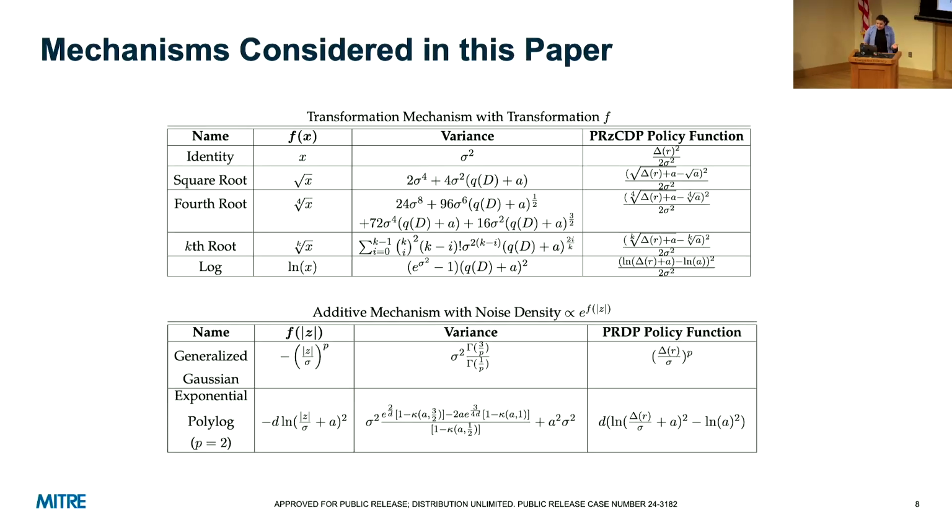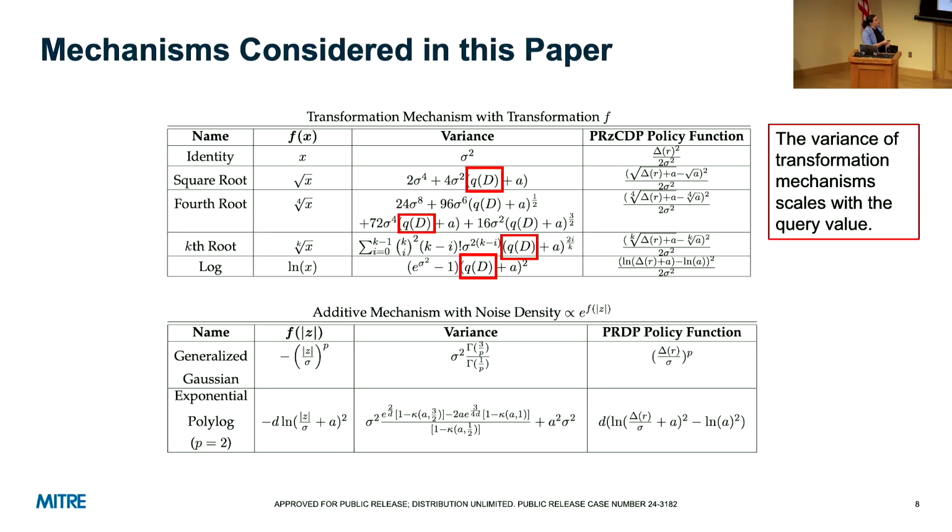So in terms of the mechanisms that are considered in this paper, I show in the top table the transformation mechanisms that we considered, and in the bottom table, the additive mechanisms. There's a lot of math on this slide, but really the takeaway is that for the transformation mechanisms, the variance scales with the query value. We see that in all of these formulas, Q of D is part of the formula for the variance, and so as your query is increasing, your variance is also going to be increasing.